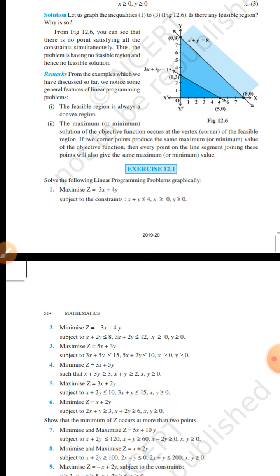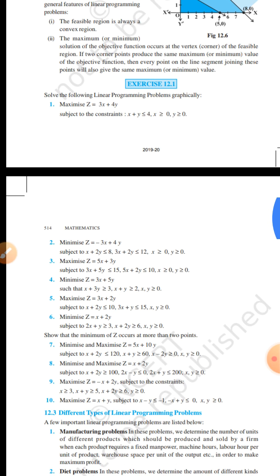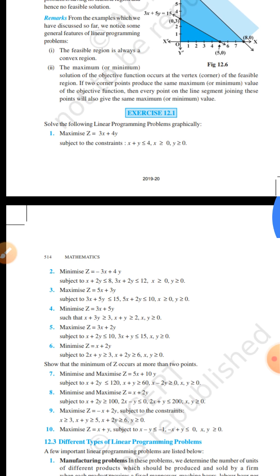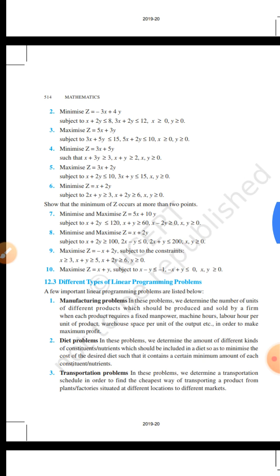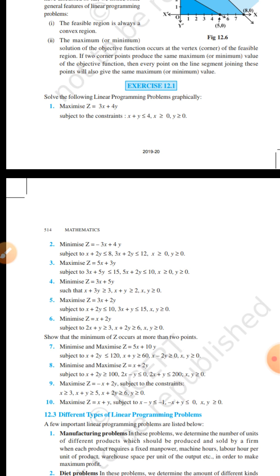Now we have come to exercise number 12.1. This exercise consists of around 10 questions. These 10 questions are based on maxima and minima value. So these graphs are very important. From this, a 5 mark question is asked in the board.